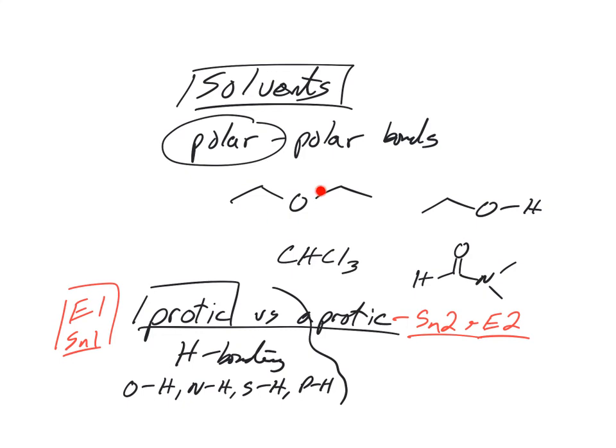So diethyl ether, polar aprotic. Ethanol, polar protic, OH. Or chloroform, CHCl3, polar aprotic. None of these. DMF, dimethylformamide, polar aprotic, right? There's no OHs, NHs, or SHs. So that's just an example of how to look at it.